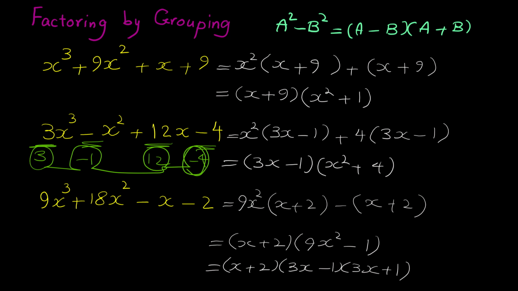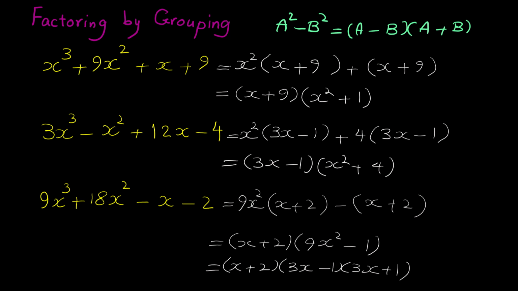If you pay attention, 3 multiplied by 4 is 12. Negative 1 times 4 is negative 4. You can see that we have a relation between these numbers. Not always, but most of the time.